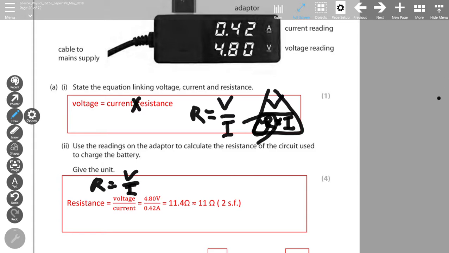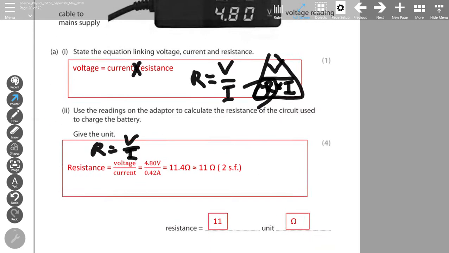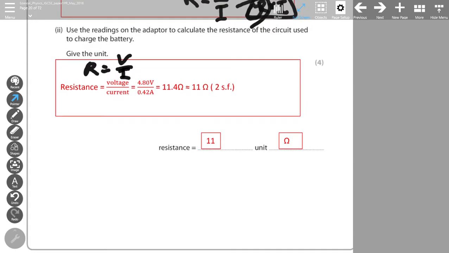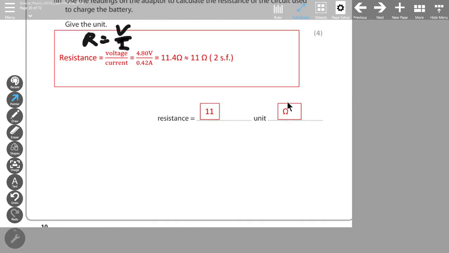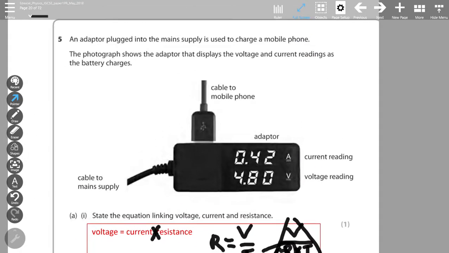We substitute values and here we keep two significant figures, because 0.42 has two significant figures, and 4.8 has three significant figures, so we keep the minimum, which is 2. Right, let's go further. So resistance is 11 and the resistance is in ohms. This is the symbol for ohm, the unit of resistance. So finished with this question.